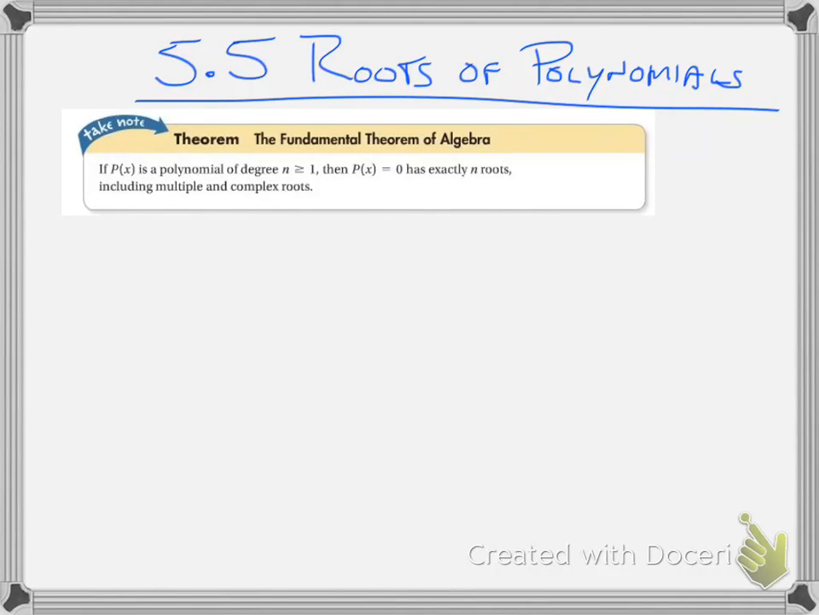Okay, in 5.5, we've already done the rational root theorem, where you have the P over Q, and you make that list of all the possible rational roots. Now we're given another theorem, the fundamental theorem of algebra.